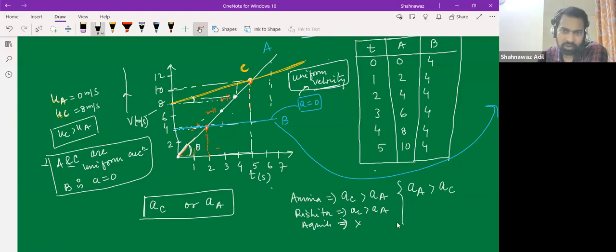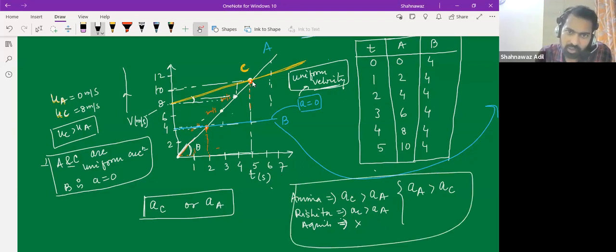Understood? Or you can also calculate the slope from here. So you have this 5 seconds, you have this 0 seconds. So what would the slope be? From here, this is 10. So 10 minus 0, divided by 5 minus 0. So this is 10 by 5, which is 2 meters per second squared.